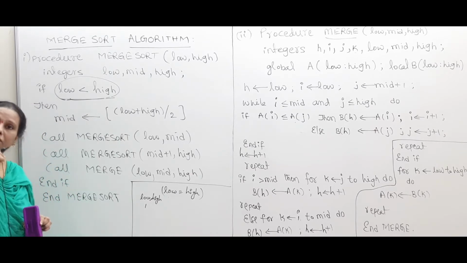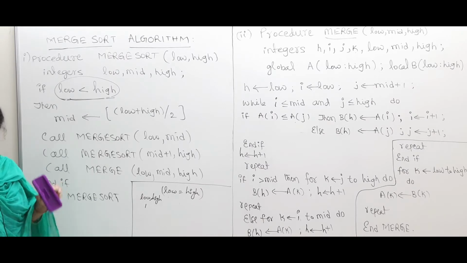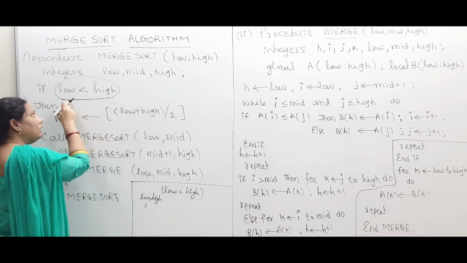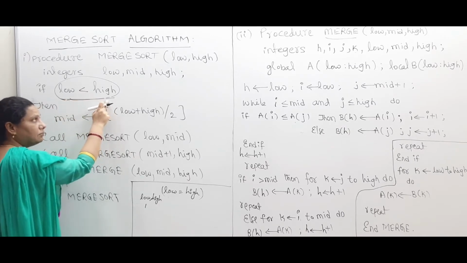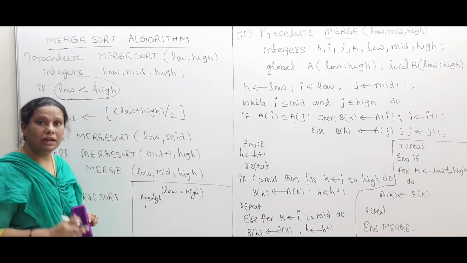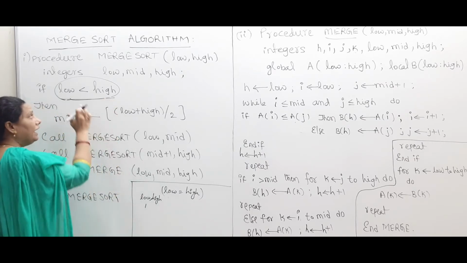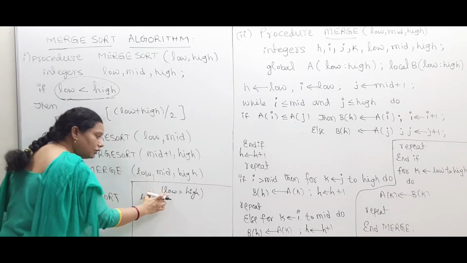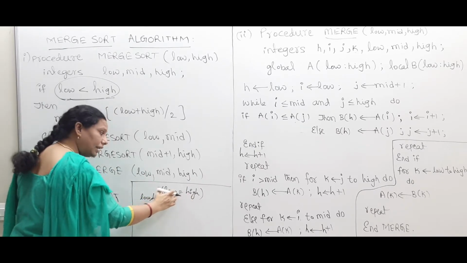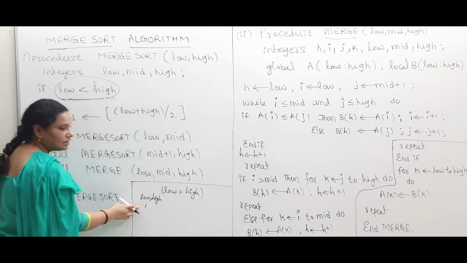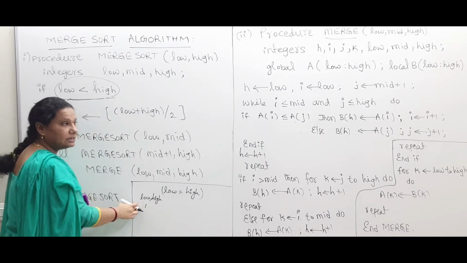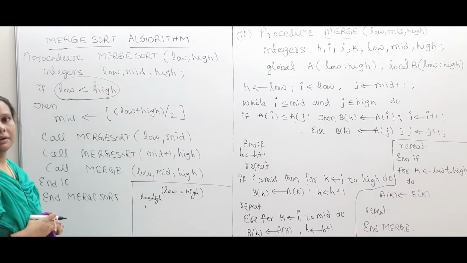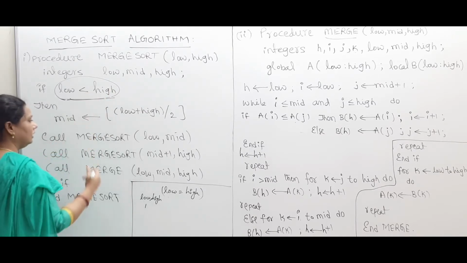If it is having only one element, then stop doing the division. The same thing I have written here: till your low is less than high, it implies that it is having more than one element, so go for the division. When this condition fails, when your low becomes equal to high, when it is having only a single element, then no need of going for the division. It will come out of the loop here.